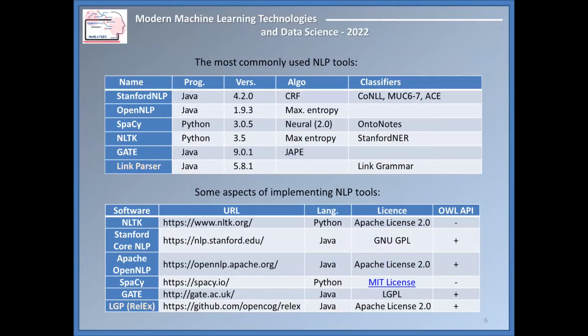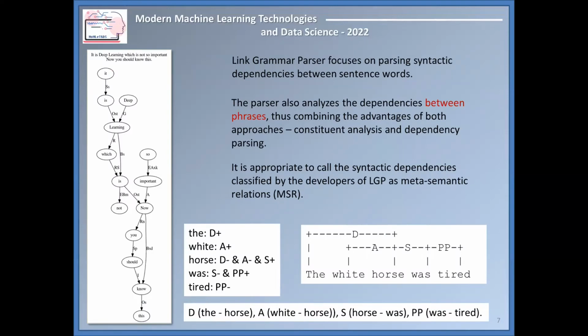Different natural language processing tools could be used to analyze text documents, including so-called immediate constituent analysis and/or dependency analysis, examples of which you could see on the previous slide. Most of commonly used NLP tools have free license. We choose the Link Grammar Parser, which effectively parses syntactic dependencies between sentence words and phrases that helps to combine advantages of constituent analysis and dependency parsing. We call such obtained grammar syntactic relations between each word in a sentence as a meta-semantic relation, MSR.